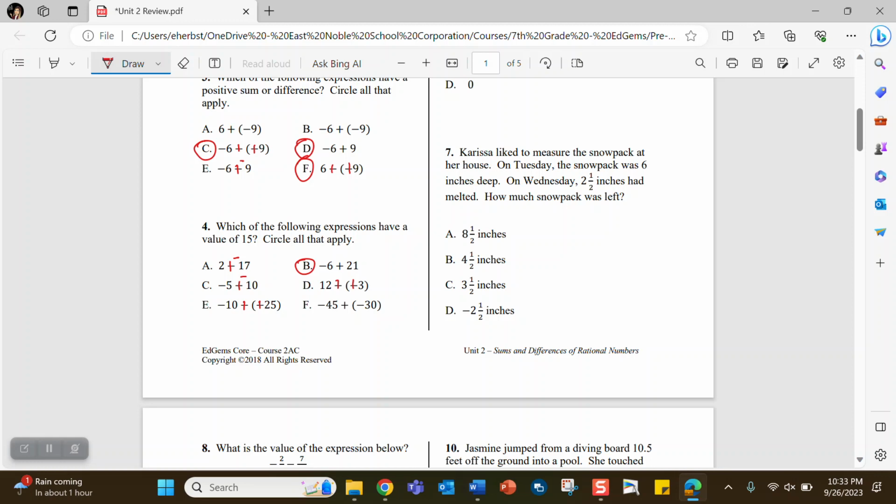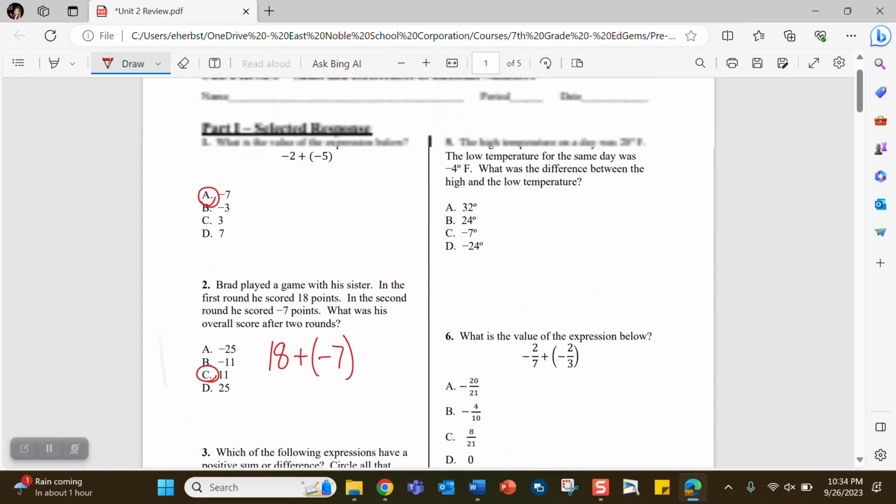Letter D, 12 plus 3 is 15. Letter E, we have -10 and 25, so those are opposite signs, so I need to subtract, and I will get +15. The 25 is bigger than 10. Letter F, we're adding two negatives, so we would get a negative number. So the answers are B, D, and E.